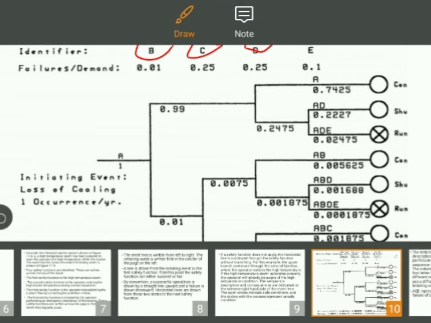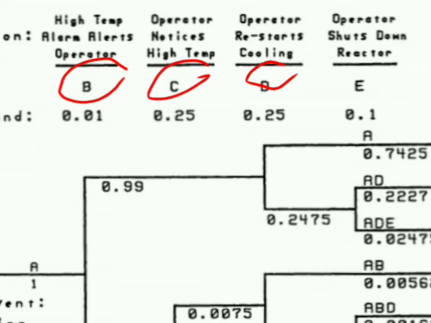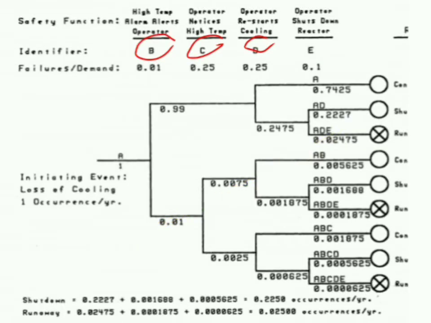Now you can see here the first notation is given to B. What is B? B is the event where the high temperature alarm alerts the operator. C is the operator notices high temperature. D is the operator restarts the cooling system. E is the operator shuts down the reactor. So these are the different events that may take place.